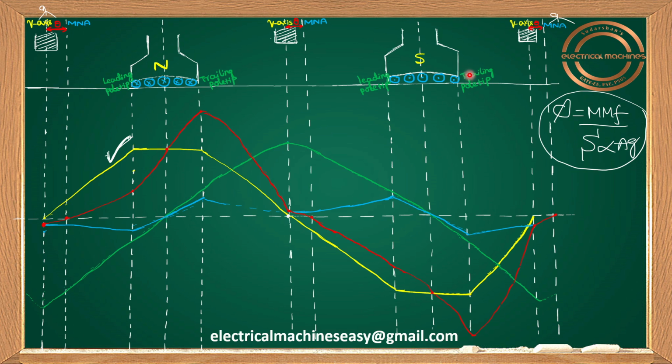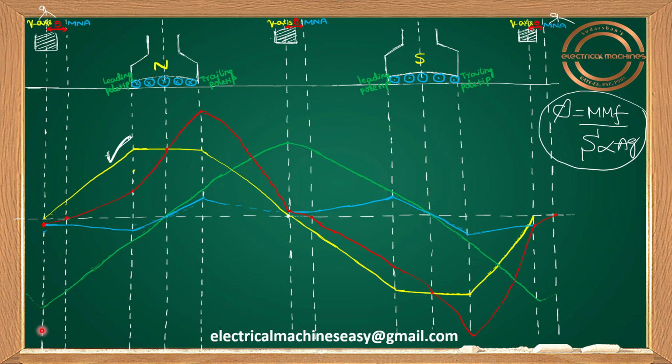From this south pole trailing pole tip, we are going towards the Q axis. Air gap is once again, I told you, if you are going towards Q axis, means air gap will be increasing. So reluctance will be increasing, flux will be reducing. Yes, flux is reducing. At Q axis, air gap is more, so flux becomes 0.